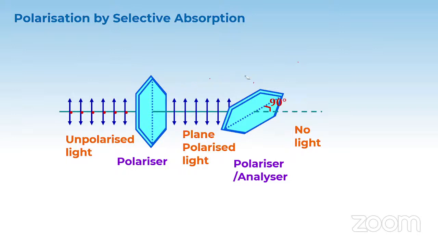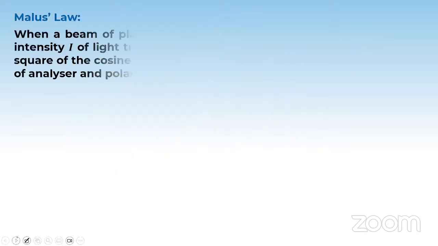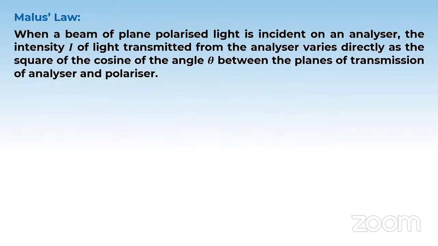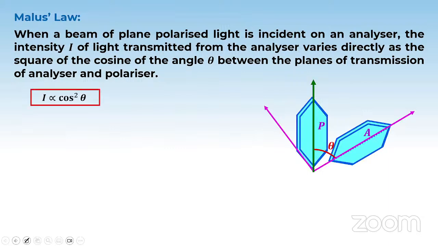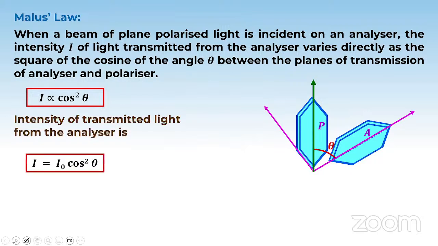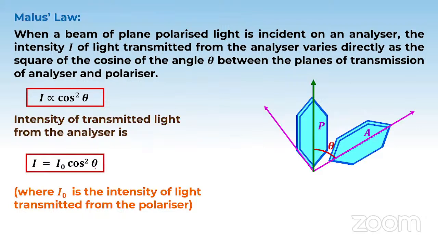This is also termed as the selective absorption. What is Malus law? If you want to remember the statement, you can, but it's very simple. If you tilt the polarizer by an angle theta, intensity is directly proportional to cos square of the theta, which means I is equal to I naught cos square theta. When theta is zero, you have the maximum intensity, and when theta is 90 degree, you have the minimum intensity, that we have seen in the previous case also.